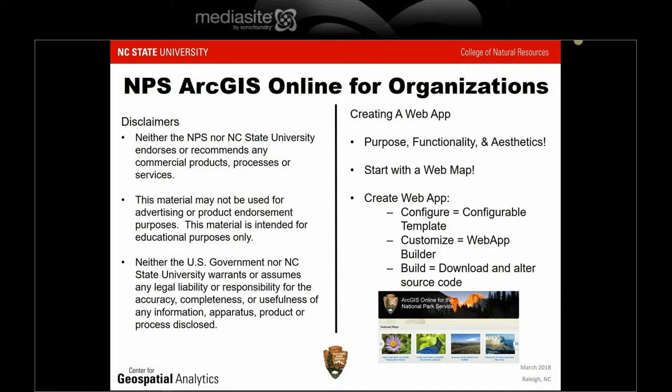So how do you get started? Well, the first thing you do is you start by creating a web map, and I've got one of those. I'll show you when I log in. Then you have a decision point to make based on that purpose, functionality, and aesthetics. The first thing you want to do is look at the configurable templates that Esri provides to you, and I'll show you how to do that. Those have the functionality there, and you just configure the template based on your needs.